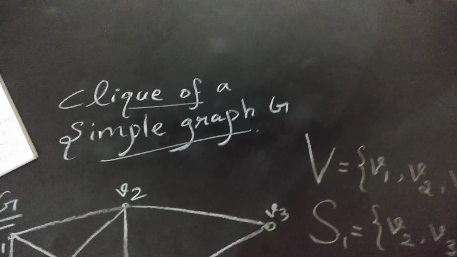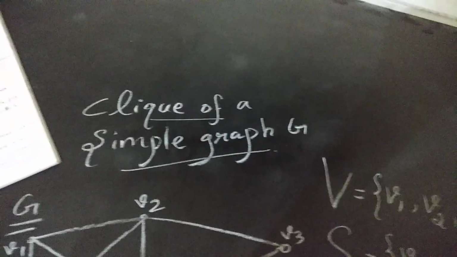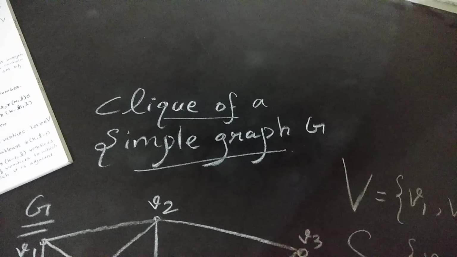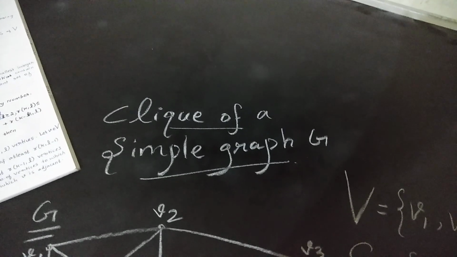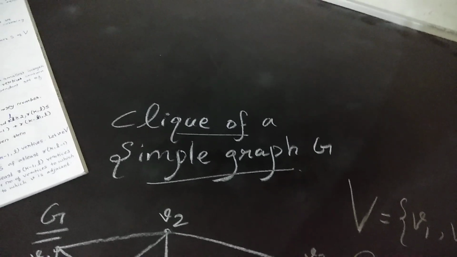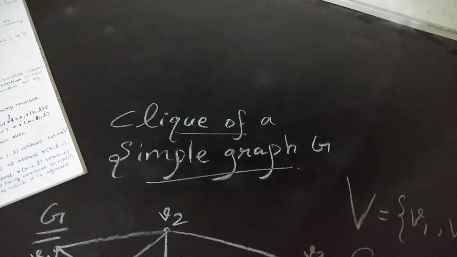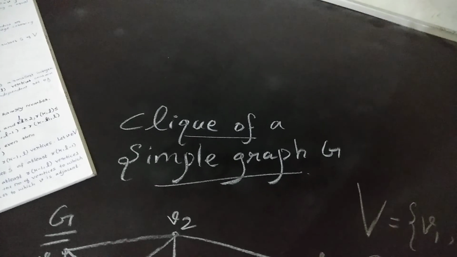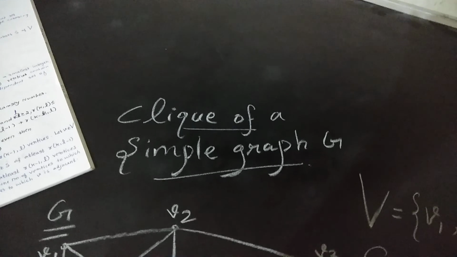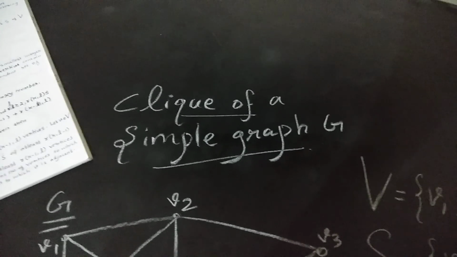Of a simple graph G. Okay, so what you are going to do is write the clique of a simple graph G. Before that, you have to know what a simple graph is. Simple graph means a graph having no loops and no multiple edges. Okay, it is called a simple graph.